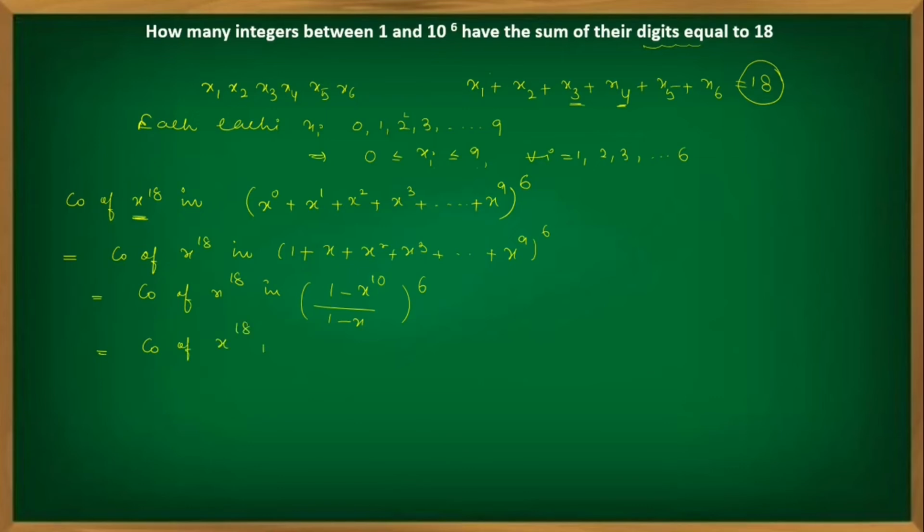So what I can write here is the coefficient of x to the power of 18 in the expansion of (1 minus x to the power of 10) to the power of 6. If I separate the power to the denominator also, it is (1 minus x) whole power 6. If I write it in the numerator, I'll get (1 minus x) to the power of minus 6. So now you have to calculate the coefficient of x to the power of 18 in the expansion of (1 minus x to the power of 10) whole power 6 into (1 minus x) whole power minus 6.